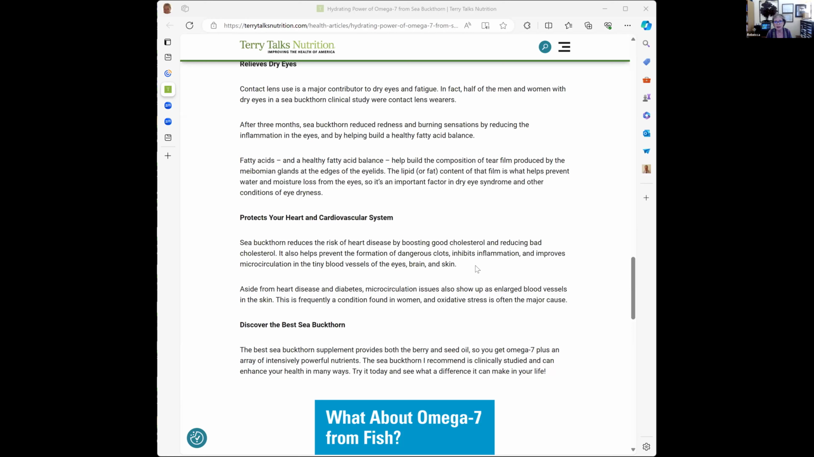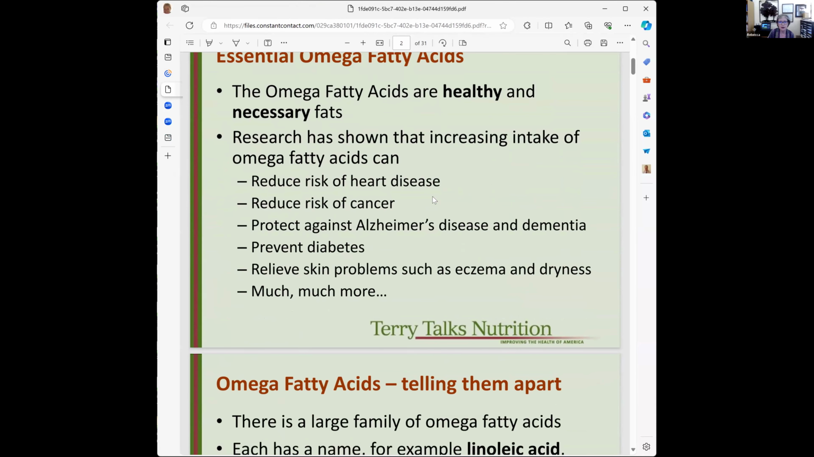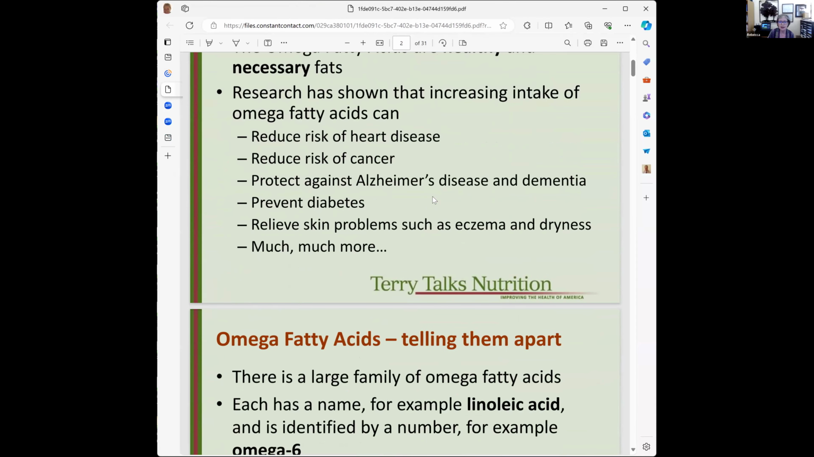Okay, so then I want to just go to this one. This is actually Terry's Nutrition, who did this. This is kind of that whole talk, so I'll just breeze through it. You can see it as I do it. We kind of just went against that. Omega fatty acids in general.